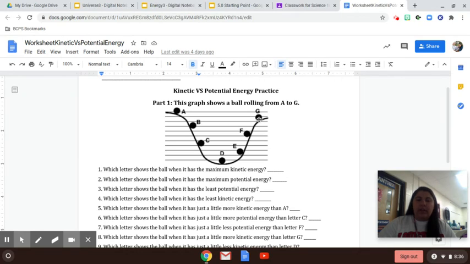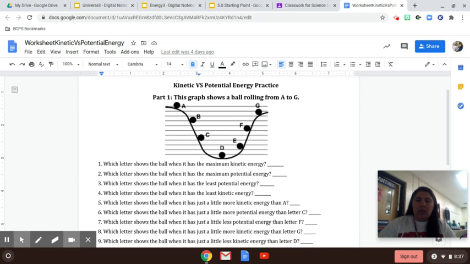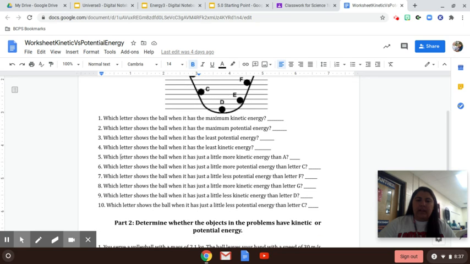But now let's compare G and B. You may think that, okay, B comes after A, so that has the next highest amount of potential energy. But if you notice, it's at a lower height than G is. So B has less potential energy than G does. I hope that makes sense for you all. And then you're just going to answer all those questions.